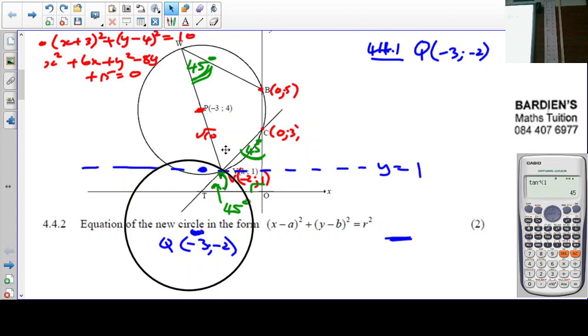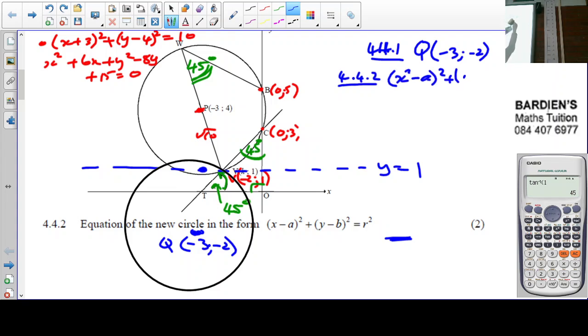Why would the radius have not changed on the circle? The length of the radius. Because the circle is still the same size. It's only reflected. It's not enlarged or reduced. Once it's enlarged or reduced, then that changes. Okay. So the equation of the circle in that form will be x minus a squared plus y minus b squared is equal to r squared.